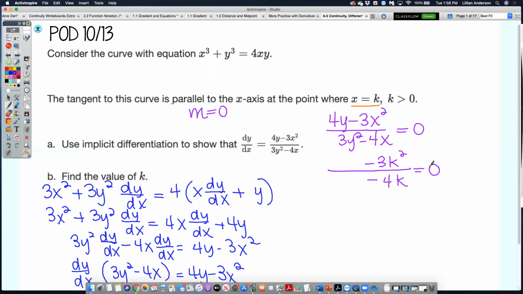I need to do the same thing with Y. But what am I going to plug in for Y? How do I find Y, in general? Plug what, like 0 for X? No. What was X equal to? What is X equal to? K. So plug K into the original equation and solve for Y.